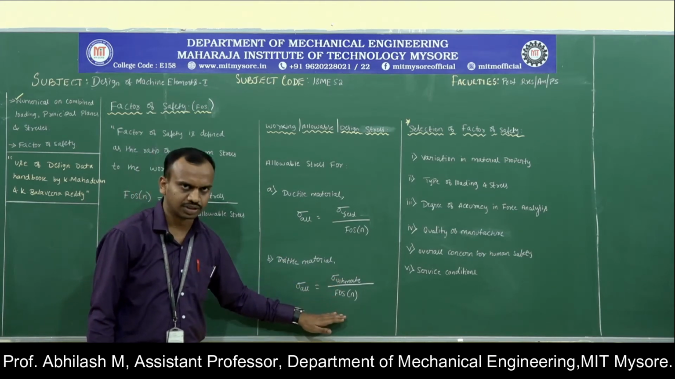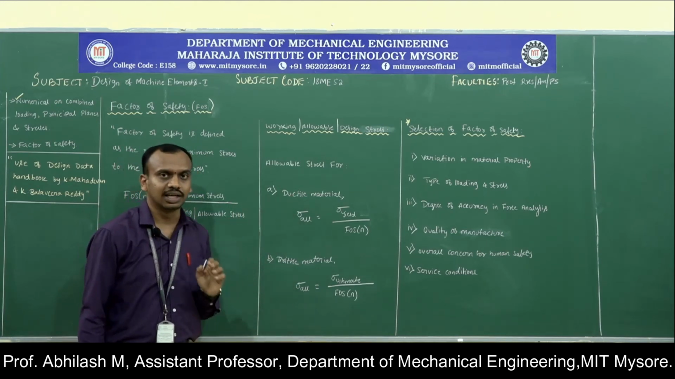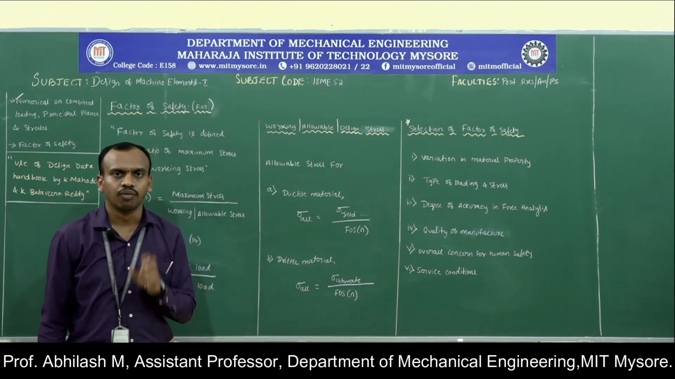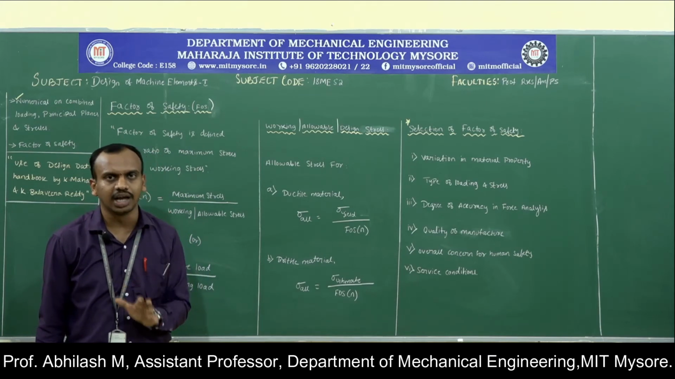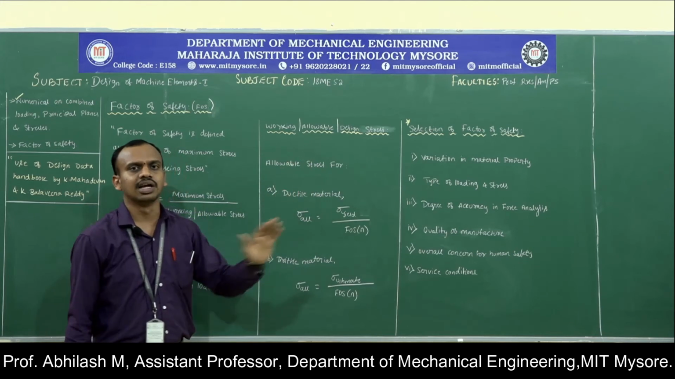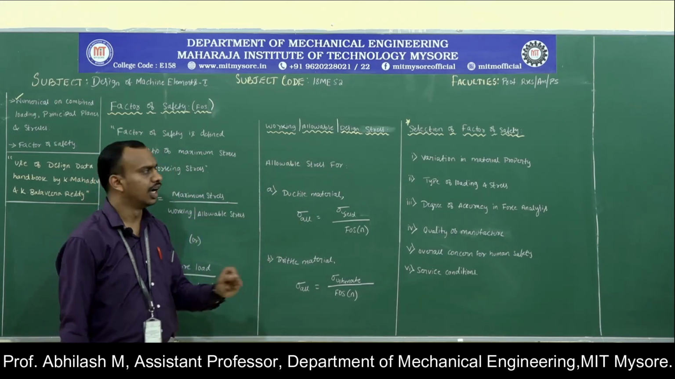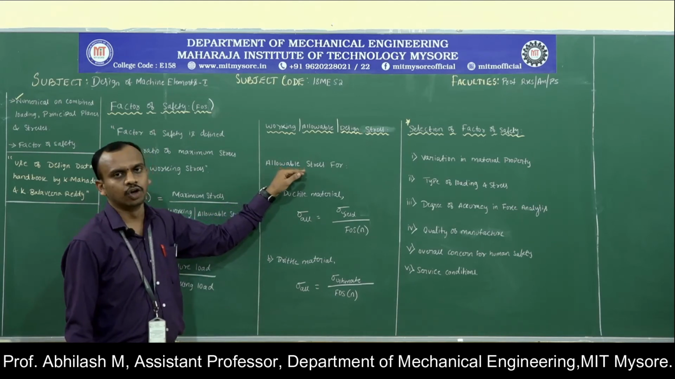So basically, the allowable stress is the safe stress, where the design engineer ensures that if it crosses this allowable stress, the material will undergo failure. So we should ensure that it will be well within this allowable stress.